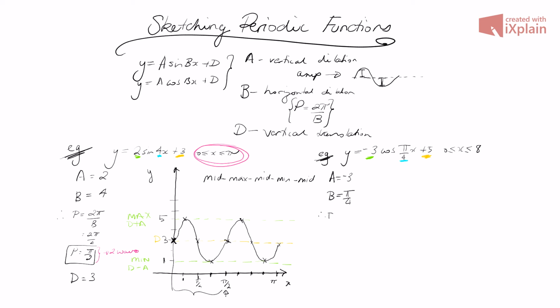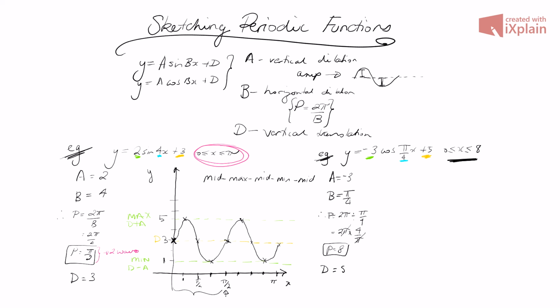So therefore, the period is going to be 2 pi divided by b, 2 pi divided by pi on 4. Remember, when we're dividing fractions, we multiply and flip. The pi's cancel out and we're left with a period of 8. Now let's have a look at our domain. My domain is from 0 to 8. So one wave is 8 units long. My domain is 8 units long, so I'm only going to have to draw one wave in this case.